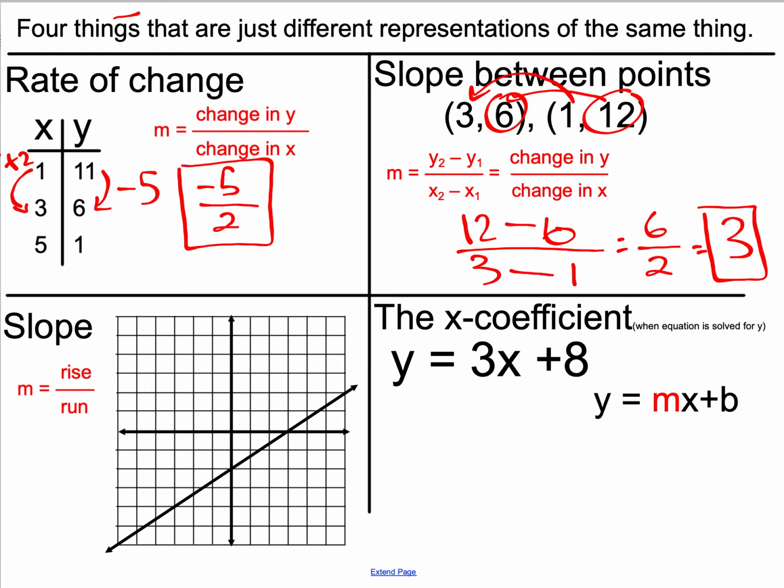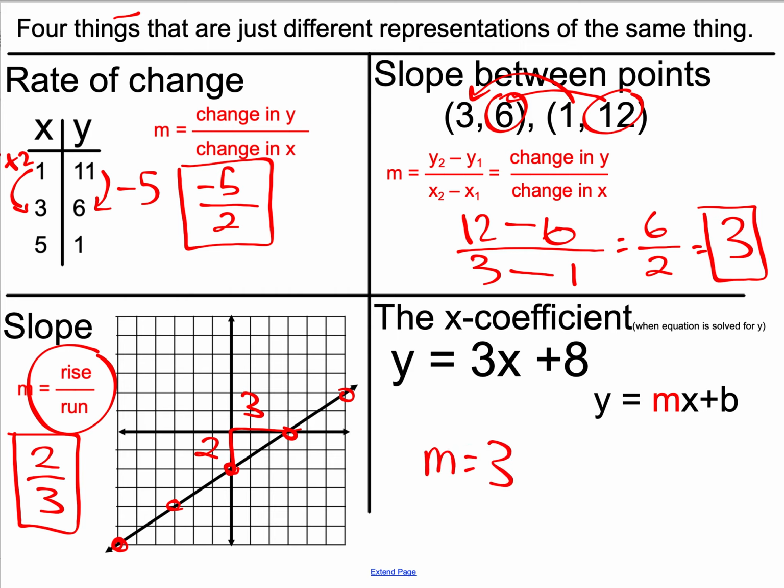Next, if we have a graph, we just do our right triangle, and we're going to do rise over run. We need our right triangle to hit lattice points in the grid. And right here you can see up 2, right 3. So that's a rise of 2, run of 3, slope is 2/3. Now, based on yesterday's work, we know that the coefficient of the x term is my slope. So the slope here is going to be 3. It's just the number in front of x.